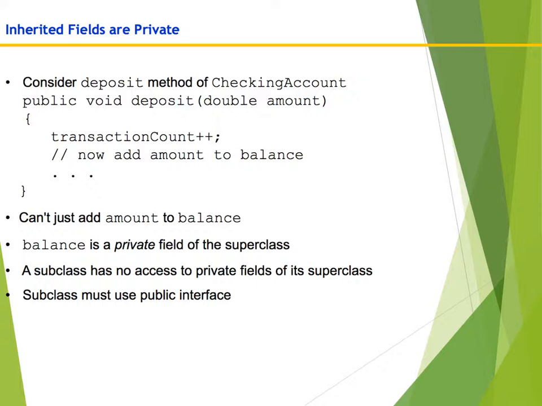So let's take a closer look at the deposit method of checking account. In that method, we need to first increment the transaction count by 1 and then add the amount that you're going to deposit to the balance. Okay. In order to add amount to balance, we can't just add amount to the instance field balance, because the balance instance field is defined in the superclass, and the balance is a private field of the superclass. Because of the encapsulation, the subclass has no access to private fields of its superclass. So the subclass must use the public interface that its superclass has provided.